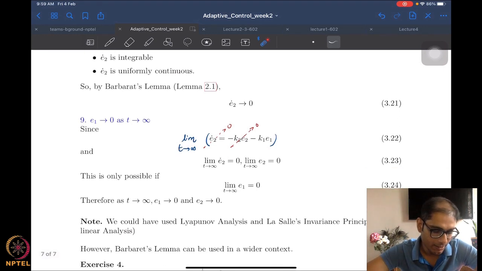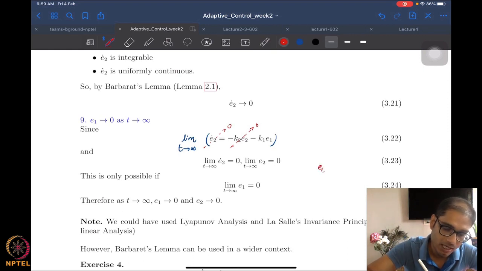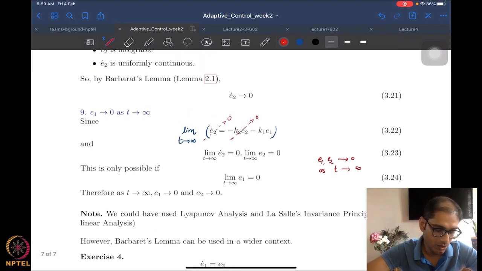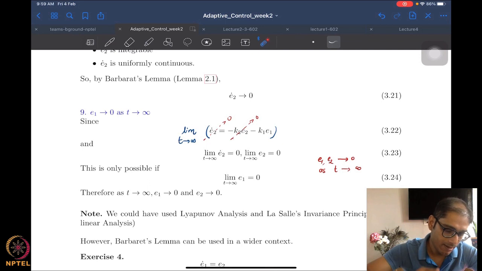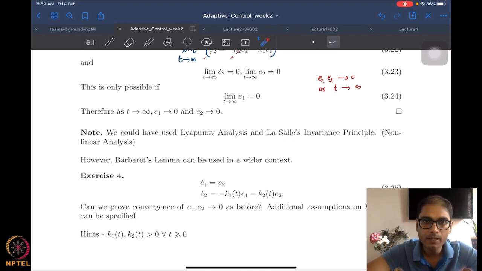Okay. Excellent. So we have, as we planned, been able to show that E1 and E2 both go to zero as t goes to infinity. All right. Of course, we could have used Lyapunov analysis with LaSalle invariants. We've not done this yet. In this particular case, we could also have used Lyapunov analysis and LaSalle invariants. However, Barbalat's lemma can be used in a larger scheme of things.